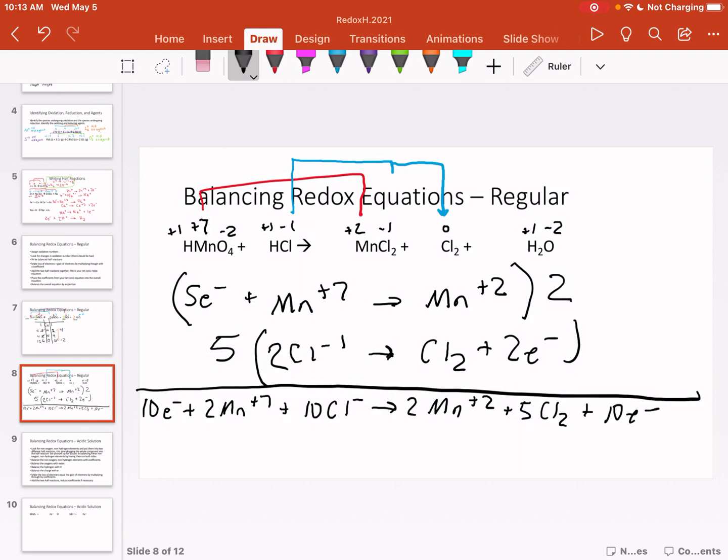And of course the whole goal of this was to make my loss equal my gain, so of course my 10 electrons should cancel. So now I have my overall net ionic redox reaction right there.